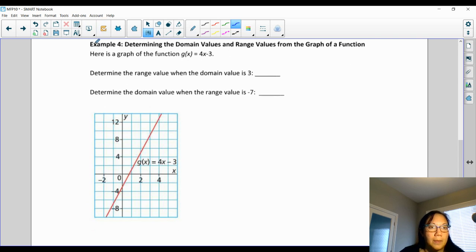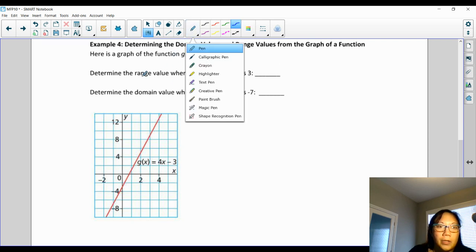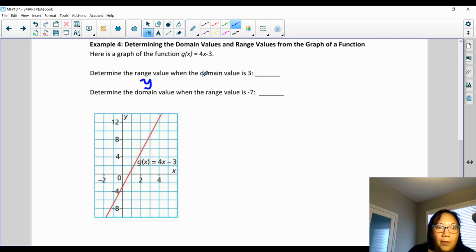Example 4, let's skip to that one. That's determining the domain values and range values from the graph of a function. So here's a graph of the function g of x equals 4x minus 3. Determine the range value when the domain value is 3. So I'm going to cheat here a little bit and put in a note that the range is asking me for the y value and the domain means the x value. So what they're saying is, when x equals 3, what is y?